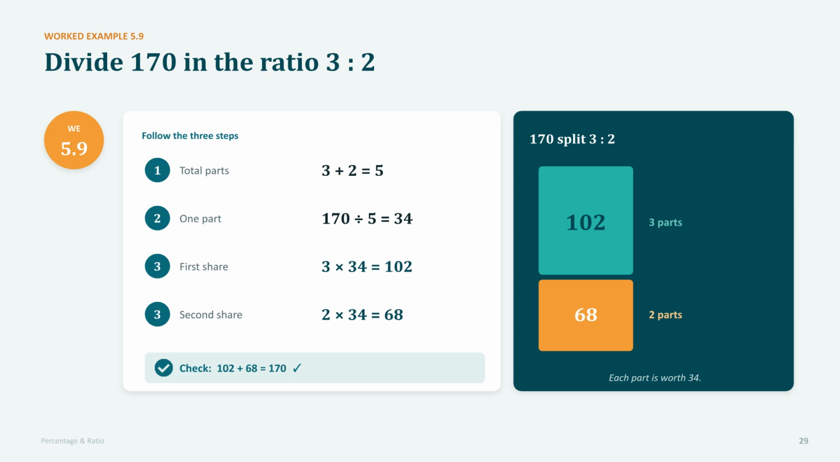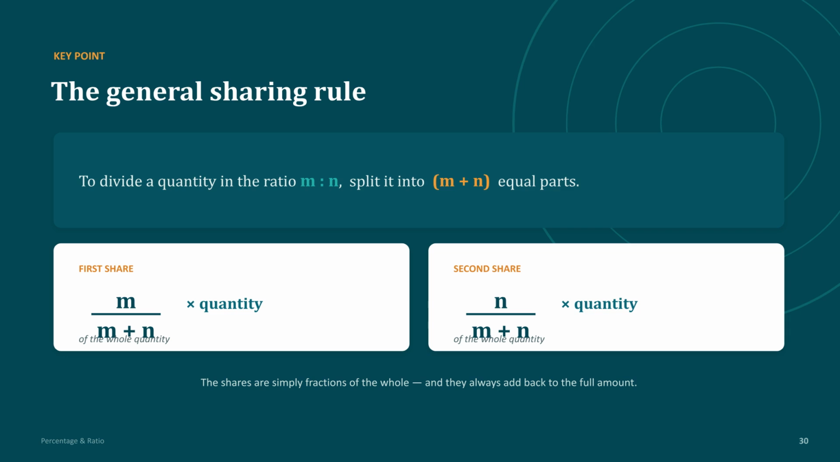Let's divide 170 in a 3:2 ratio. Adding the parts gives 5. Dividing 170 by 5 gives 34 per part. 3 parts equal 102 and 2 parts equal 68. Combined, they return to 170. In summary, to divide a quantity in the ratio m to n, split it into m plus n equal parts. The shares are simply fractions of the whole, and they will always sum back to the original quantity.